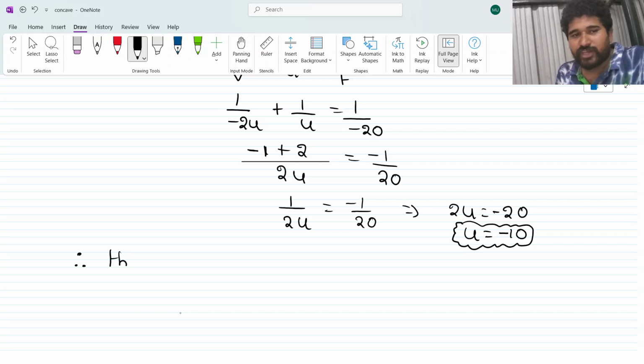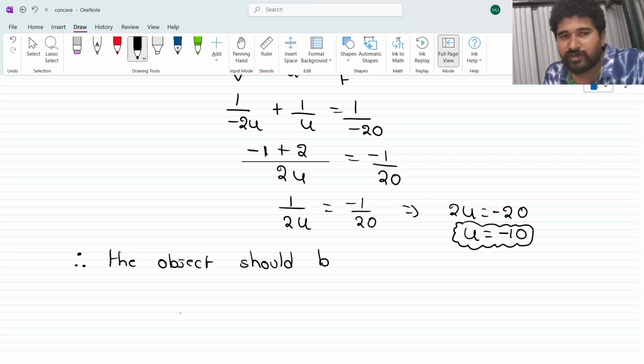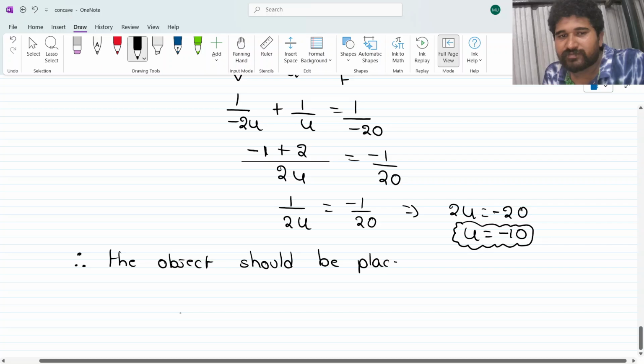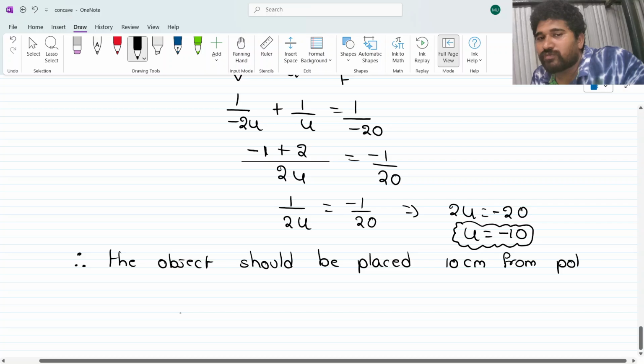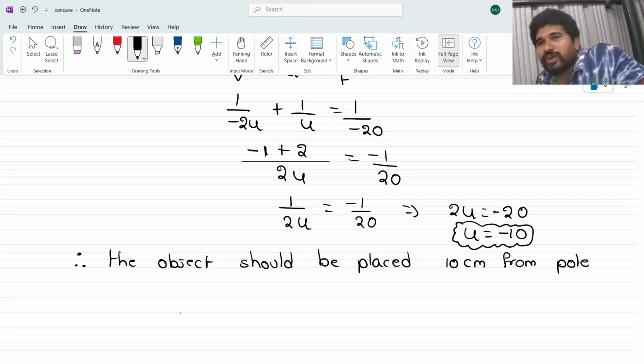Therefore, the object should be placed 10 centimeter from the pole. Okay, 10 centimeter from the pole. Exactly, when you observe, it is the middle of the pole and focus. So we'll conclude that point also.